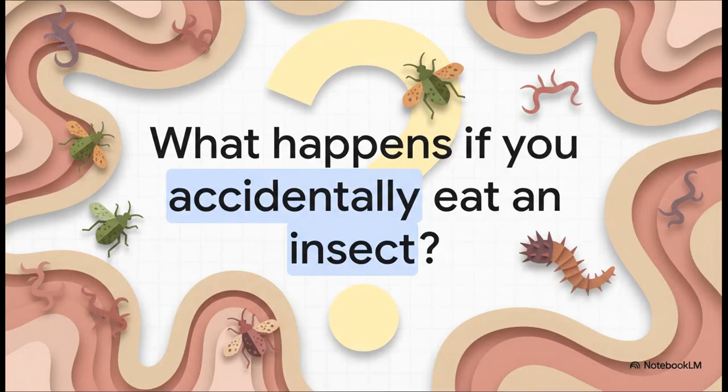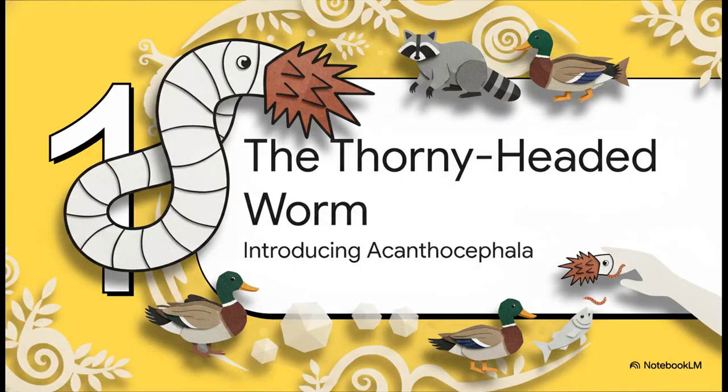So let's just start with a kind of uncomfortable question. What happens if you accidentally eat an insect? It happens. Most of the time the answer is absolutely nothing. But every now and then, you might just get a very unexpected and very unwelcome little visitor. And that visitor is what we're talking about today, the thorny-headed worm.